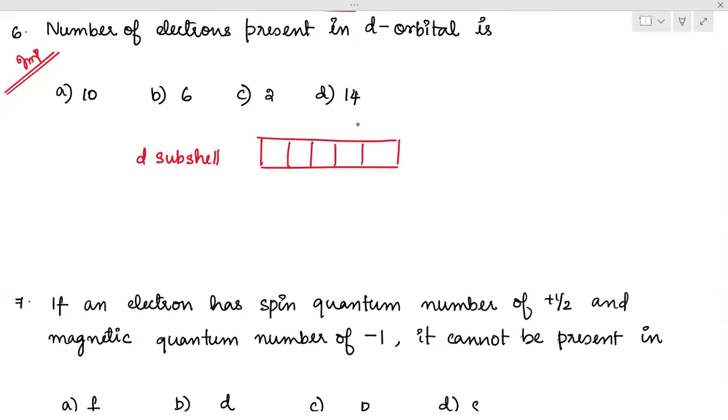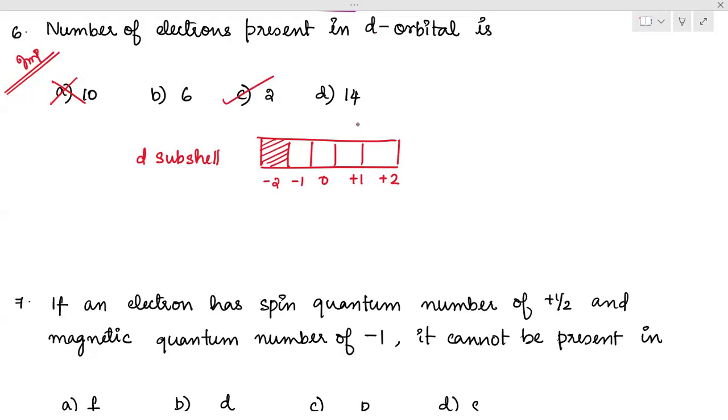If you have marked your answer as 10, it is wrong. The answer is not 10, because the question is not d subshell, the question is d orbital. Each of these orbitals corresponds to ml values of -2, -1, 0, +1, +2. So the question is how many electrons can be accommodated in a single orbital, and it is always 2. The correct answer is 2.